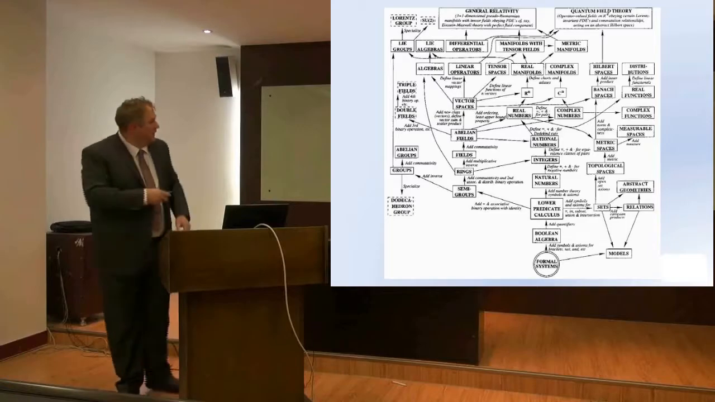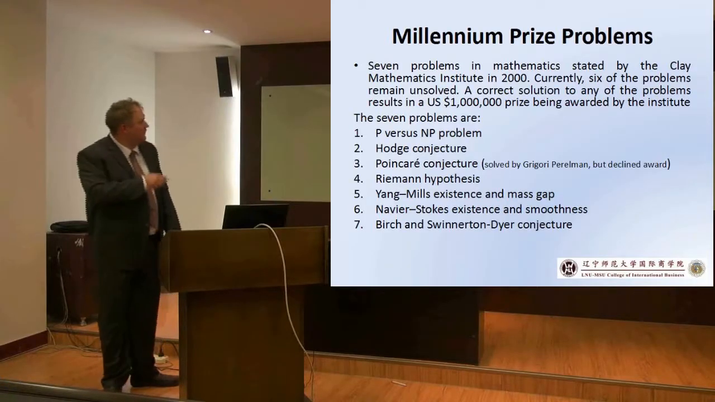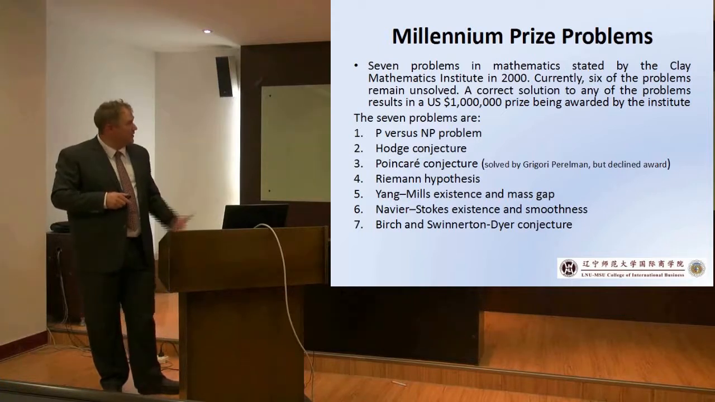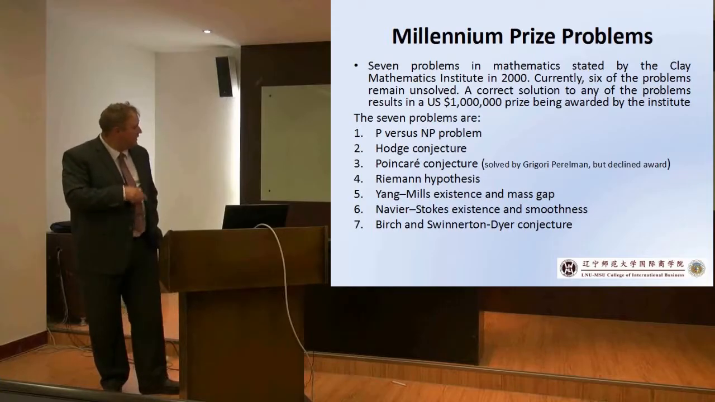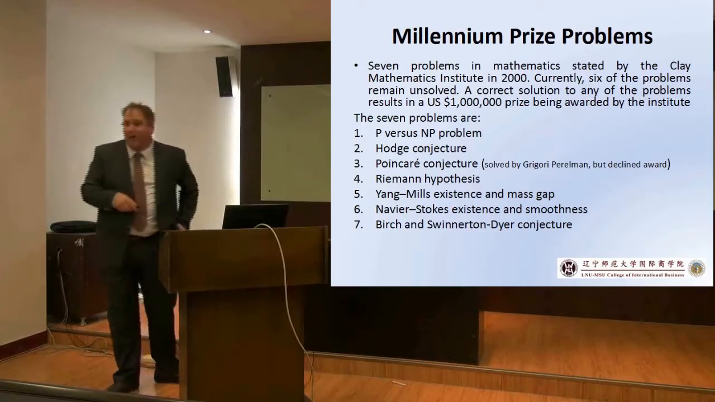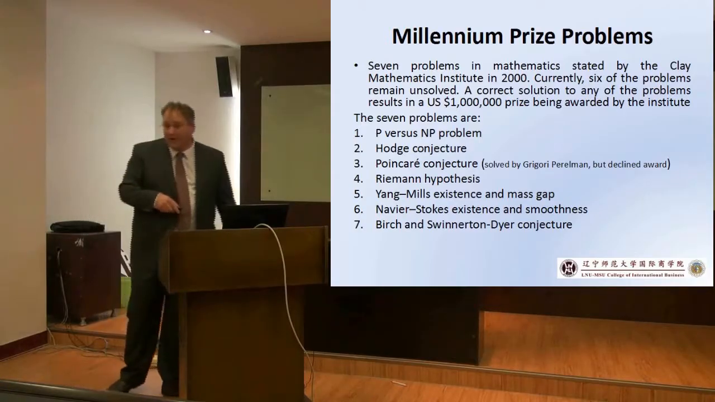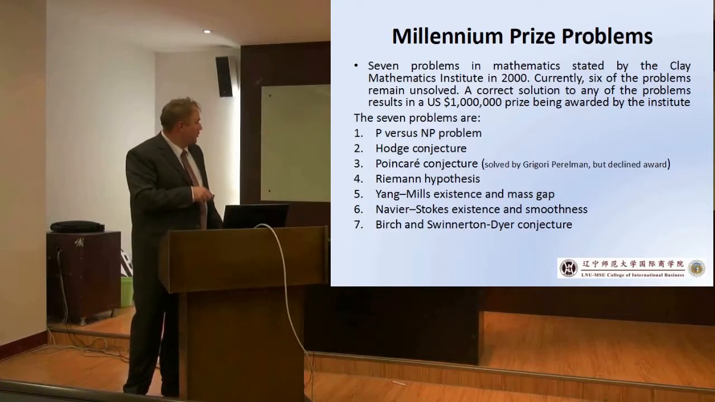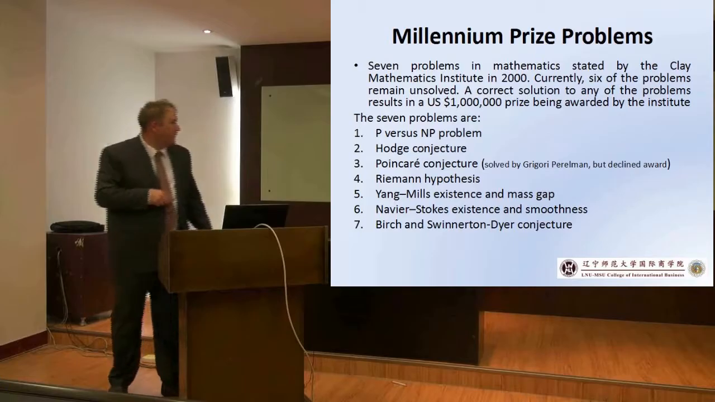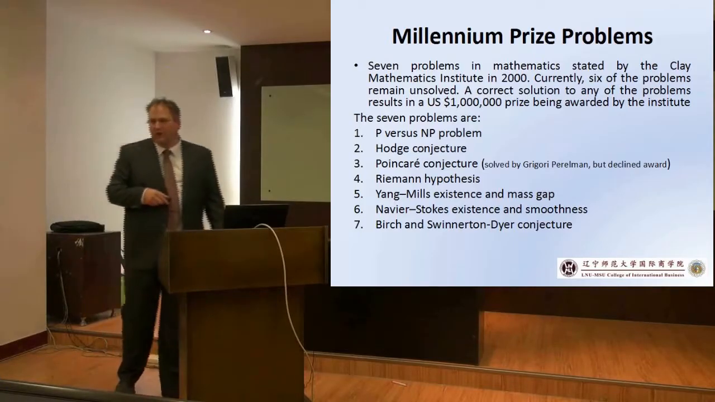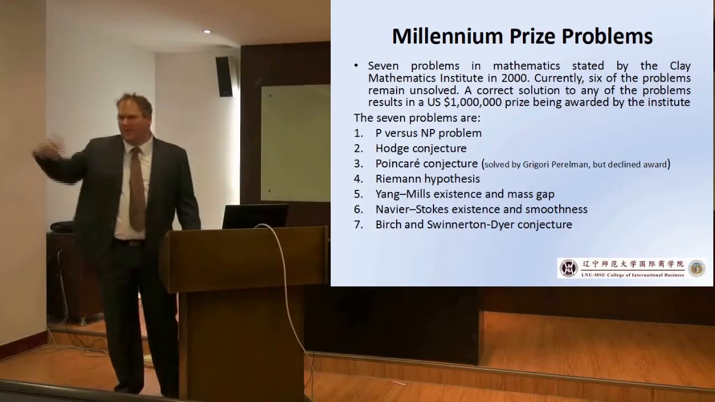So, and I guess the latest thing is what we call Millennium Prize problems. These are several unsolved problems. P versus NP problem. This is a complexity theory. I don't have time to talk about that. Poincaré conjecture was solved by Gregory Perelman, but he declined the award. Riemann hypothesis, which I briefly mentioned, but it's something about prime numbers.